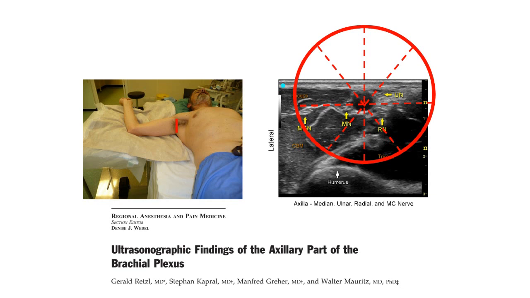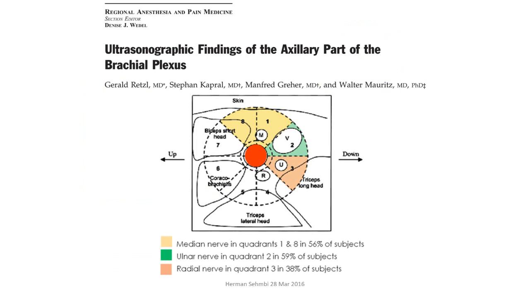And what they found was the median nerve was found in sector 1 and 8, so in front of the artery, closer to the skin. Ulnar nerve was seen in sector 2, so again, that is inferior to the artery. The radial nerve was seen in sector 3, which is inferior to the artery, but also posterior to the artery. Again, these nerves can lie in quite variable positions. So this is where you may find them more often, but it doesn't mean they'll always be there.